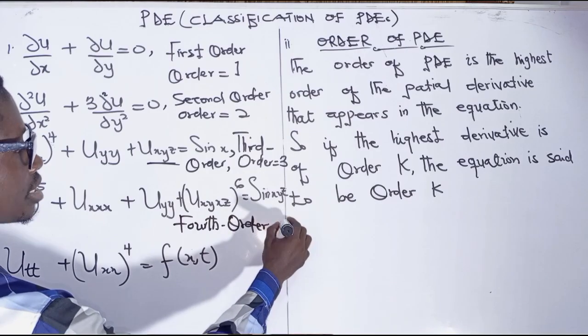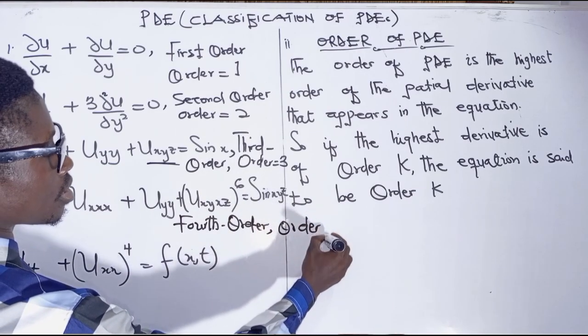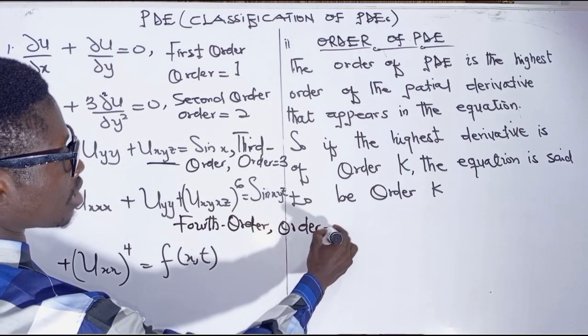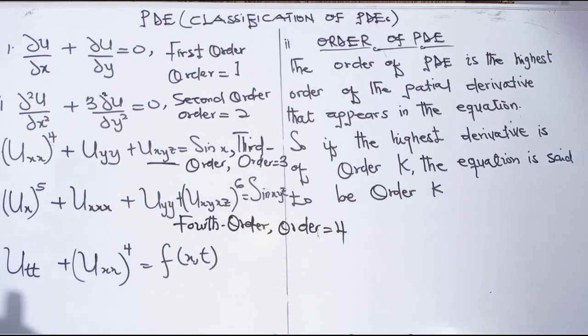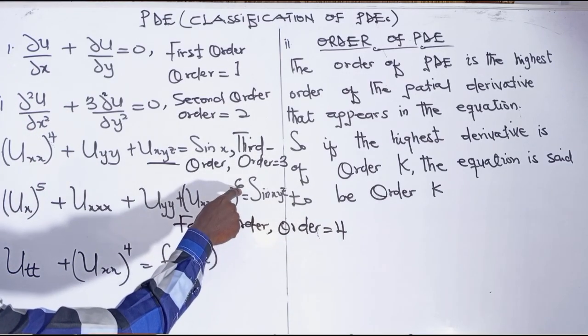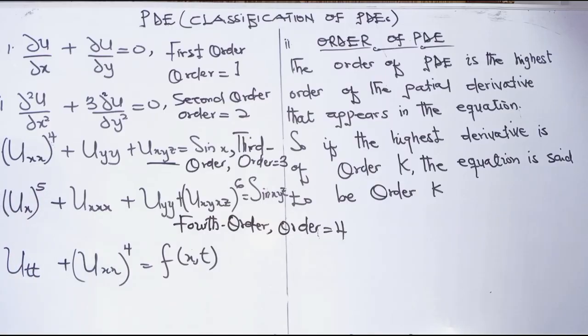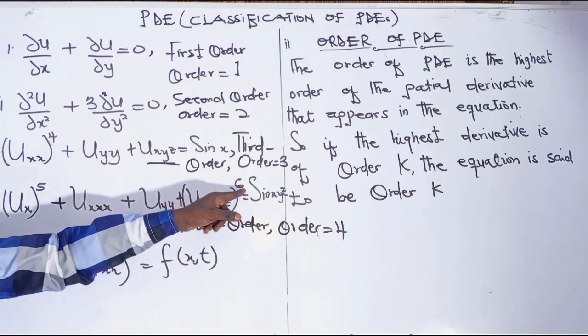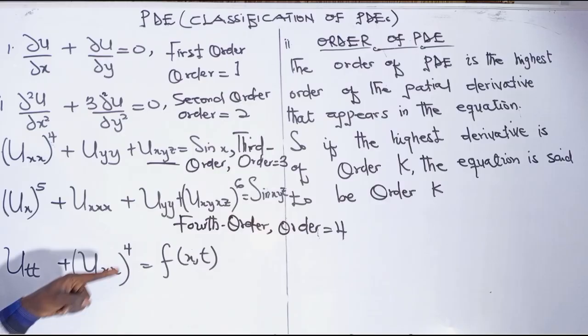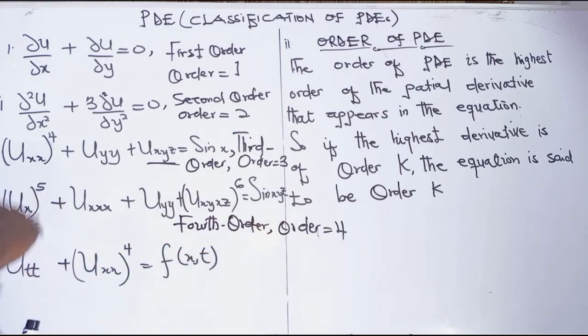And then the order is order 4. Now this is the degree 6, and this is the degree 5. So the highest degree is 6, but the highest order is order 4. Take note of the difference. There is a difference between the degree and the order.